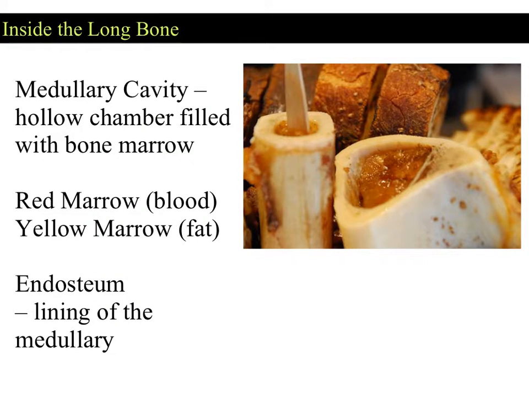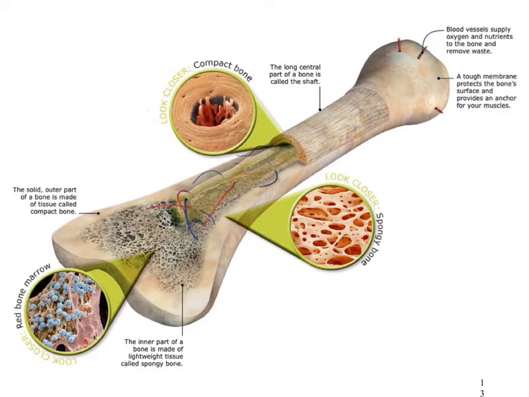Okay, inside the long bone. Once again, I did talk to you about the medullary cavity, which is basically the hollow chamber, which is going to be filled with your yellow bone marrow. This is found in the diaphysis. Red marrow is going to be found in the epiphysis, and it's going to give rise to your red blood cells. And then, once again, the endosteum is just the lining of the medullary cavity.